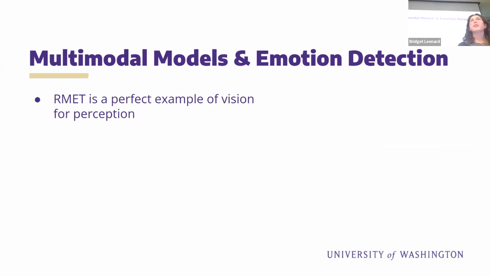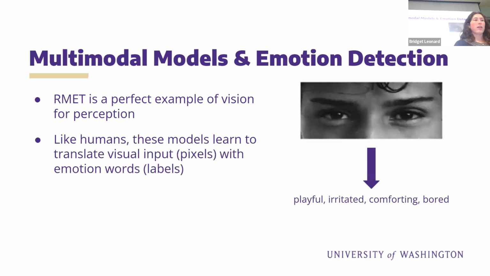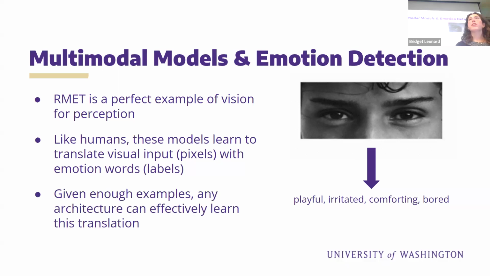So when we think about this a little more in terms of human cognition and what multimodal models are, we can think of RMET as a perfect task for vision, for perception, or that ventral visual stream. Like humans, these models are just learning to translate visual input like pixels into emotion words or labels. It's kind of like a caption image pair if you want to think about it that way. And so when you're giving it enough examples, it really learns that association super well and is able to do this task. And even though emotion detection seems really complex to us at the surface level, if you really think about it in this way, you can see that it's really just trying to match a label to a certain image. So if you give a model a bunch of image caption pairs, it'll probably learn that translation.